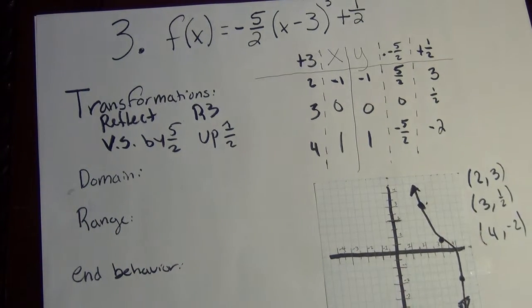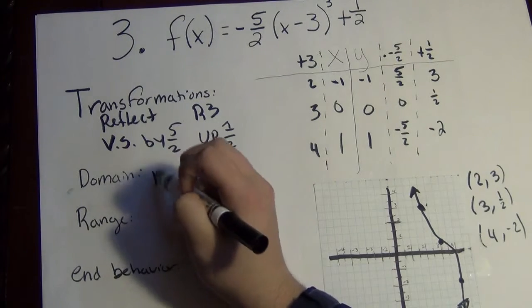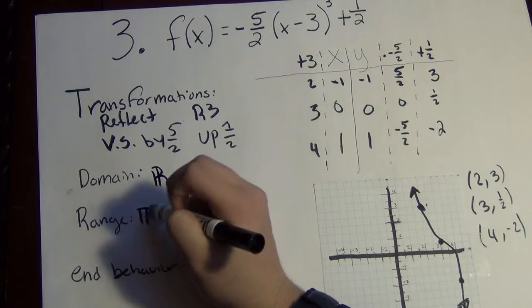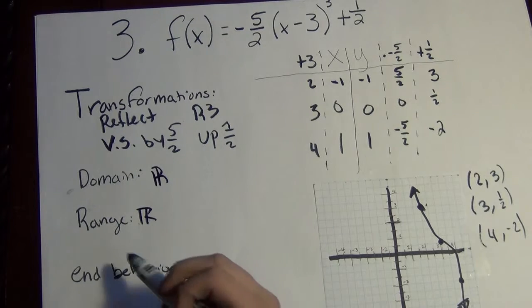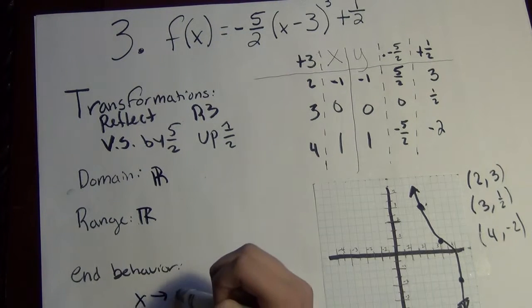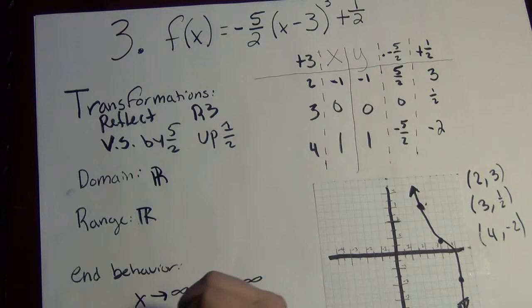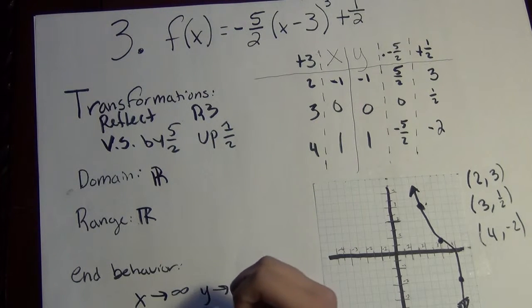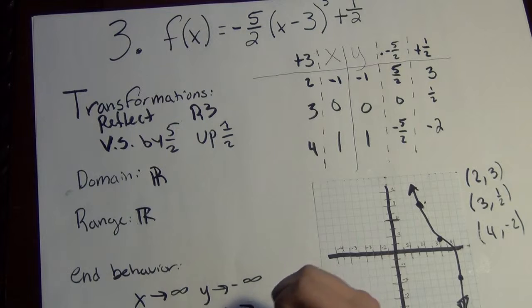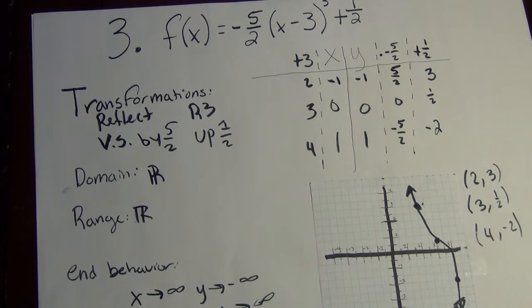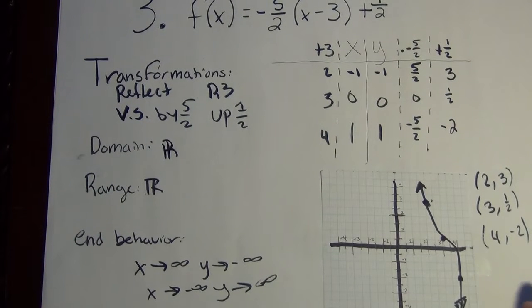And once again, our domain and our range are always all real numbers. And our end behavior, since it's negative, is as x is approaching infinity, y is approaching negative infinity. As x is approaching negative infinity, y is approaching infinity. Alright, and there you go. That is how you graph cubic functions.